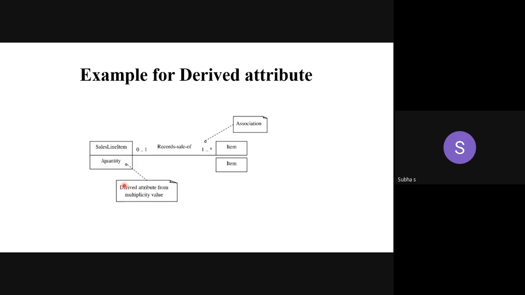Plus and minus are for visibility modes. Don't get confused. Star is for multiplicity. All the arithmetic operation symbols we have seen: plus and minus for visibility mode, star for multiplicity. Star denotes many, one to many. So the slash symbol is for denoting the derived attribute. So this quantity is a derived attribute.